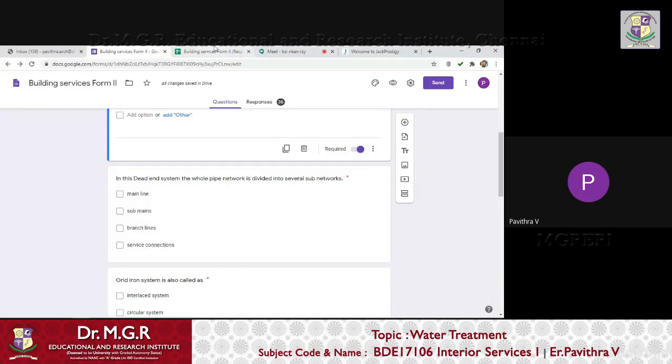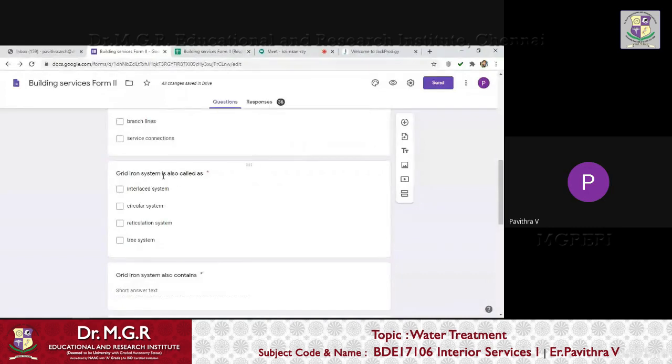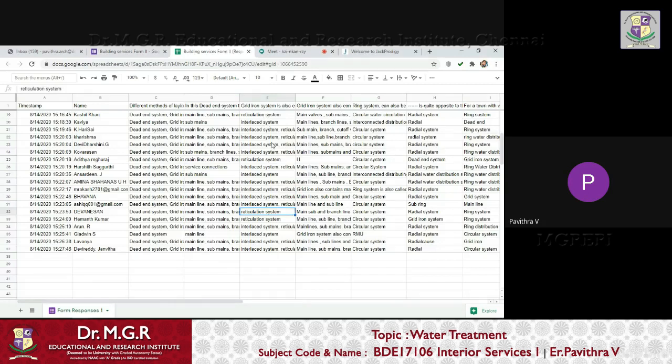And the grid iron system, which is also called the interlaced system and the reticulation system. We can call it both ways. Many of them have given wrong answers, like selecting only one option, and some are having trouble selecting too many options.